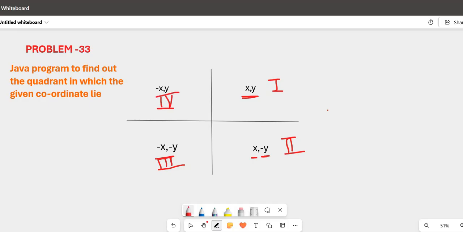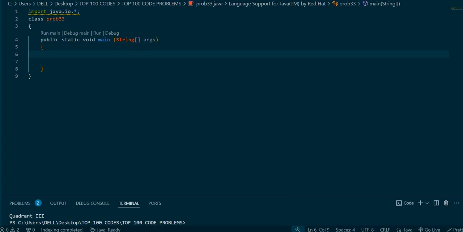For this you have to write the Java program. This is very easy. You just have to use a combination of if, else and else if conditions to check in which quadrant the coordinate is lying. Without any delay, let's start solving this question. I have taken the class Problem33, inside which we have our main method. Now I'll take two variables x and y. Let's suppose x has an initial value 6 and y has an initial value 70.